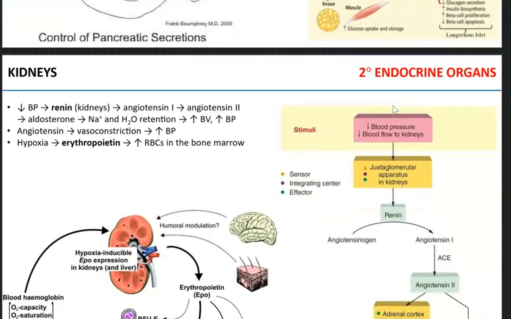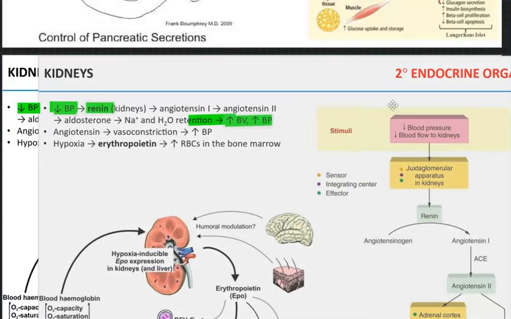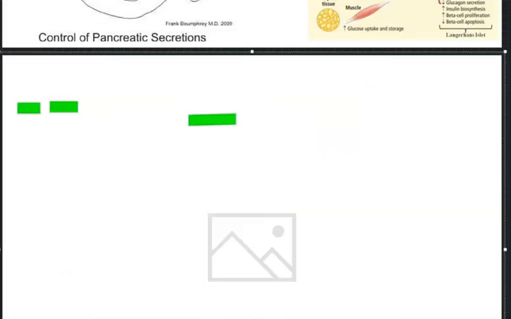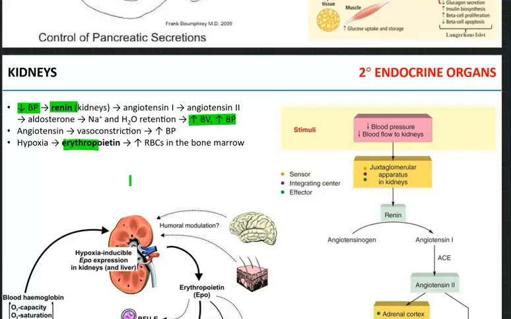Kidneys. 2 hormones. And I want you to know. Renin. All you need to know about renin is that it is produced in response to low blood pressure, and it increases blood volume and blood pressure. That's it. Second kidney hormone is erythropoietin. It responds to low red blood cells, which produce hypoxia, by increasing production of red blood cells.